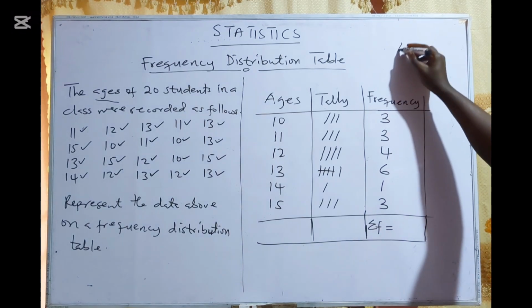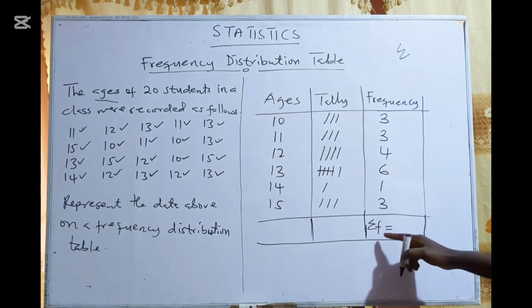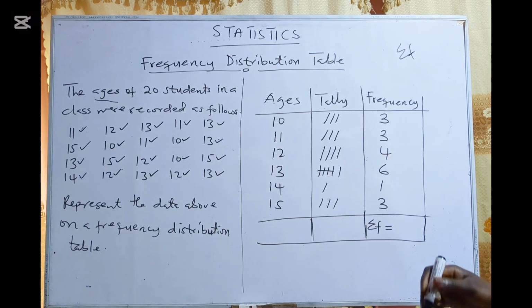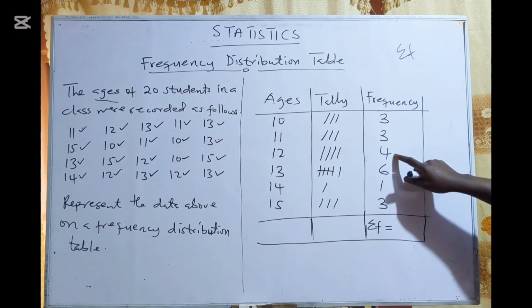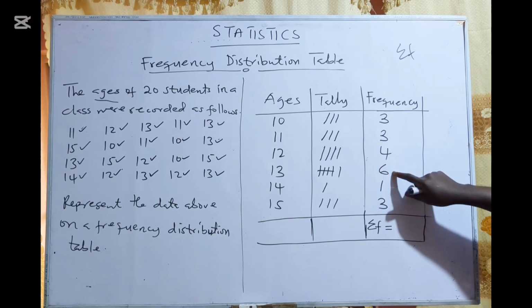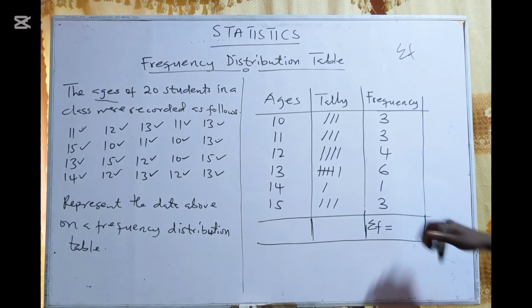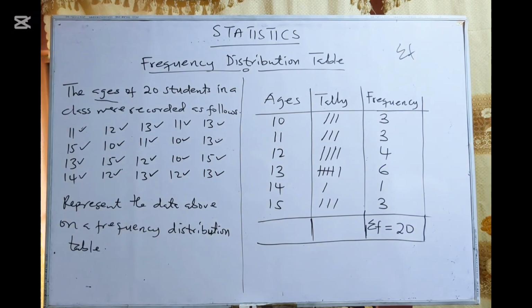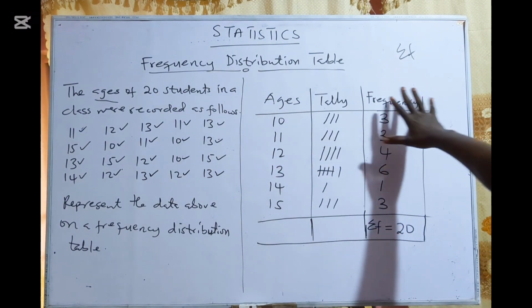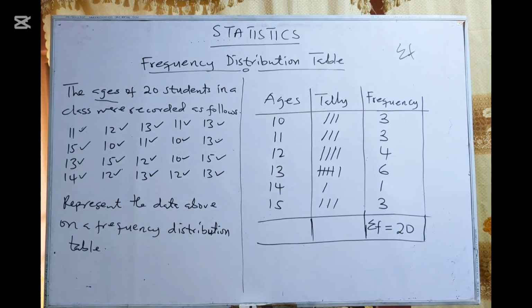So in statistics, when you see this, it's summation, and f is for frequency. So summation of the f. Alright. 3 plus 3, 6 plus 4, 10 plus 6, 16, 17, 20. Okay, so 20. It means that we have been able to represent our data well in the frequency distribution table. I believe you get it.